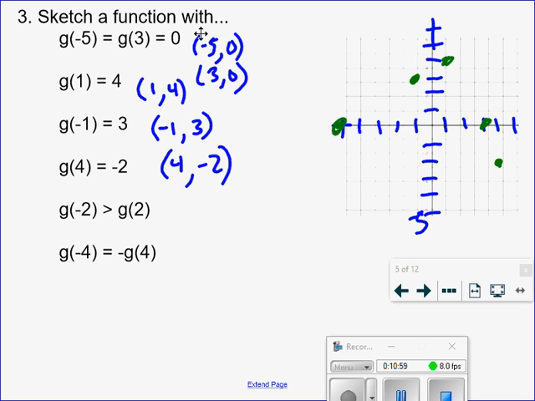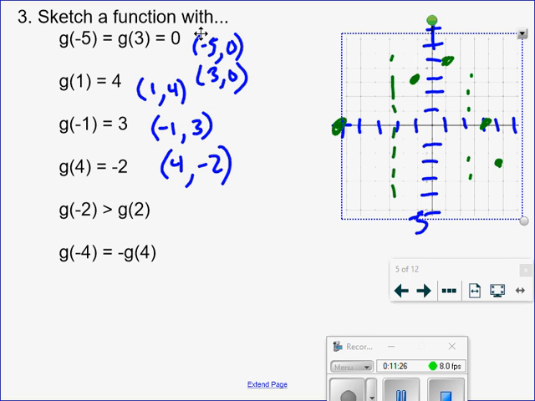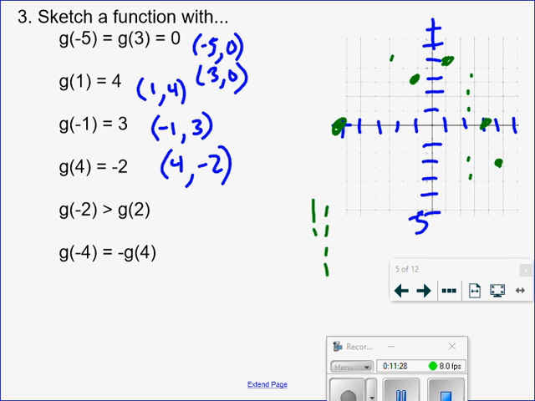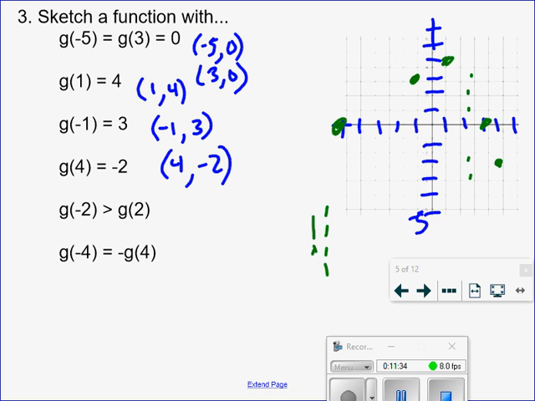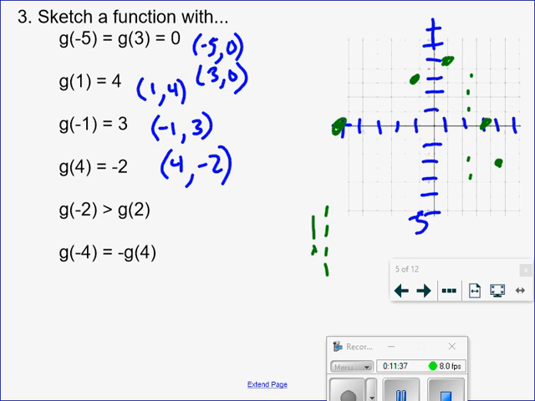All right, so the last two statements are a little bit trickier because they're not telling you values, they're telling you how two values relate to each other. So the y-coordinate when x is negative 2, which I don't know, is greater than the y-coordinate when x is 2, which I also don't know. So all that says is whatever the y-coordinate is when x is negative 2 has to be greater than the y-coordinate over here. That's what I'm looking for.